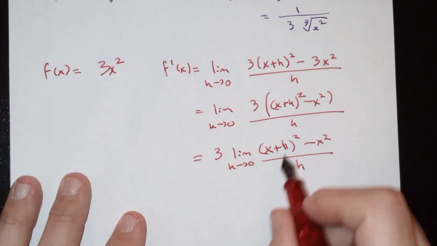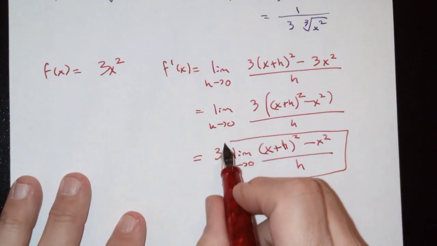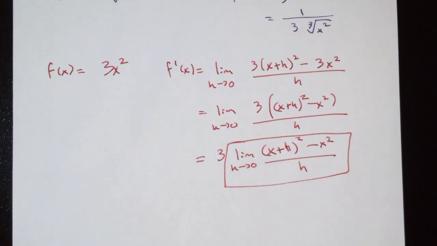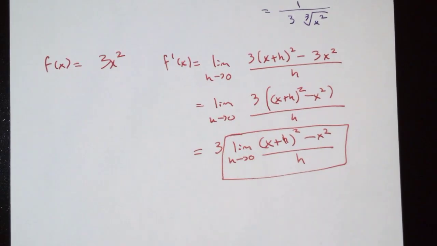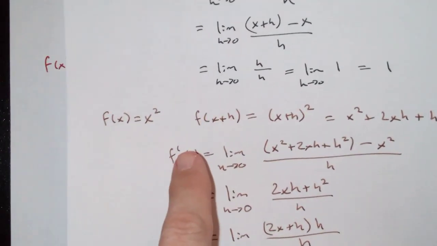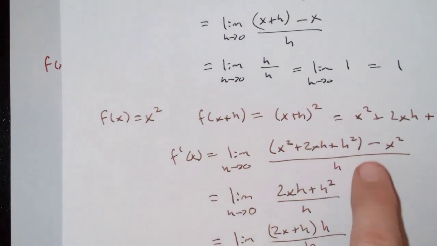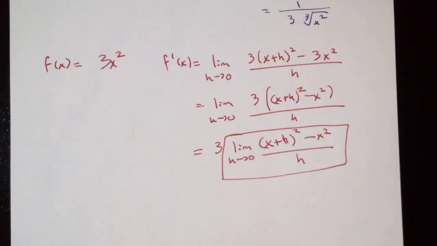Now, before I go and do anything else, let's consider what's in that box. I am having the weirdest sense of deja vu. I've seen this before. What's in the box? Matter of fact, the exact same as our derivative for x squared, isn't it? That's right here. So that is the derivative of x squared.